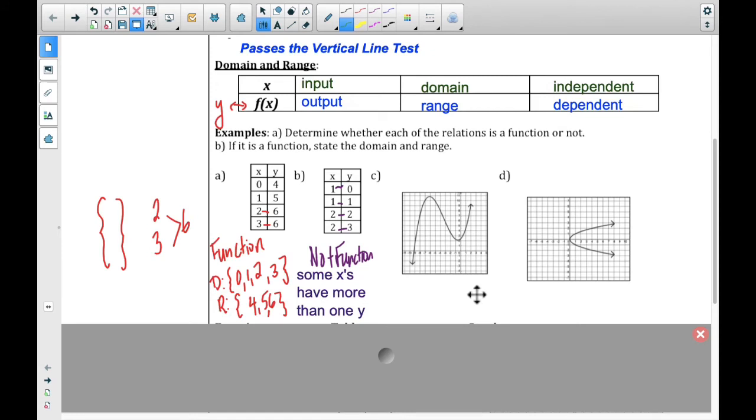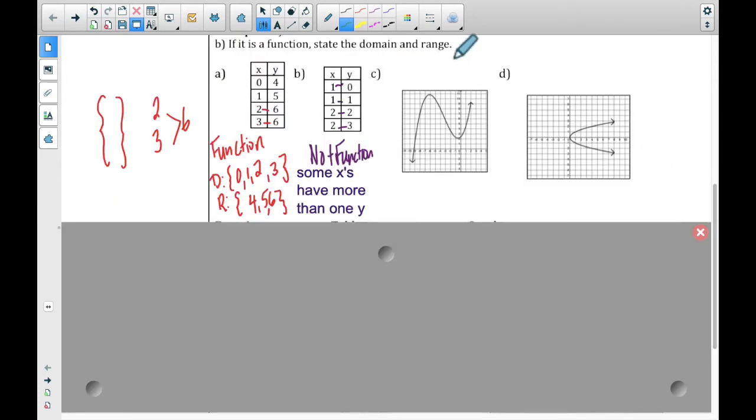Okay, maybe for me, the vertical line test is easier. I guess I'm more of a visual person and I like to see things. So do you remember the vertical line test? Take a look at C and D and decide which one passes the vertical line test. So you should notice that C does pass the vertical line test.